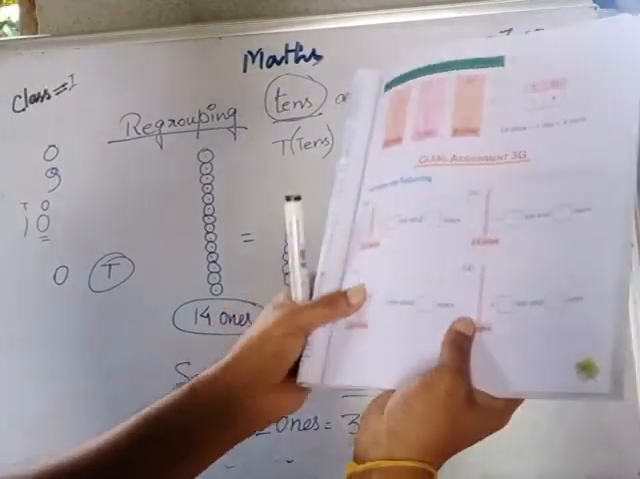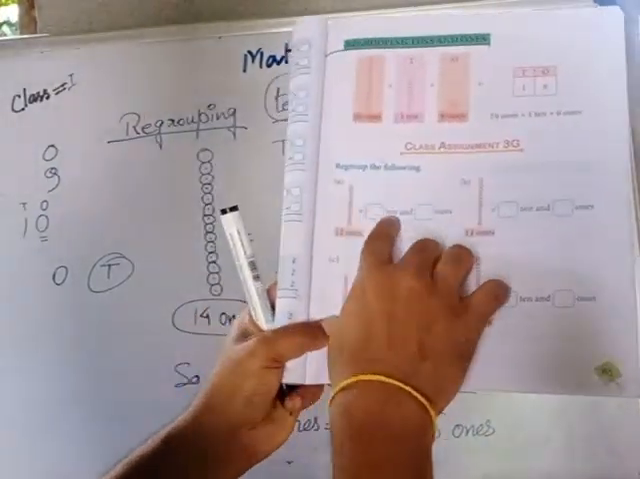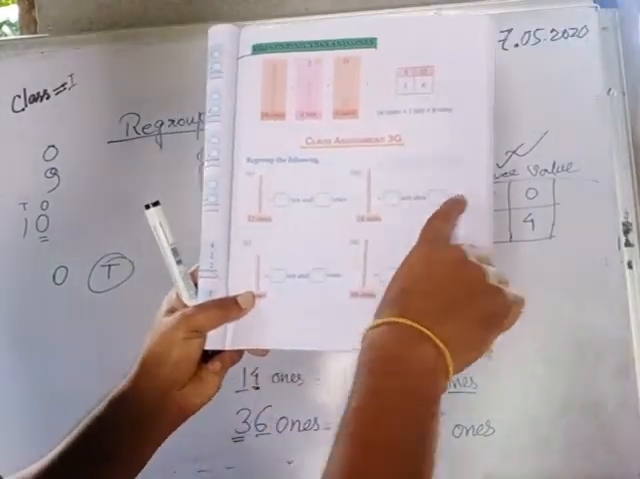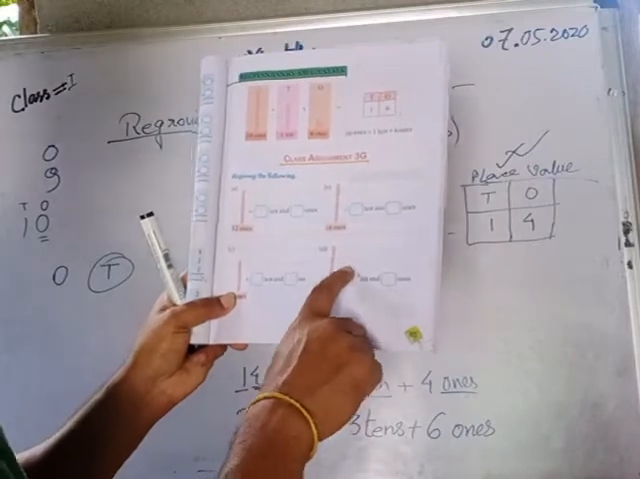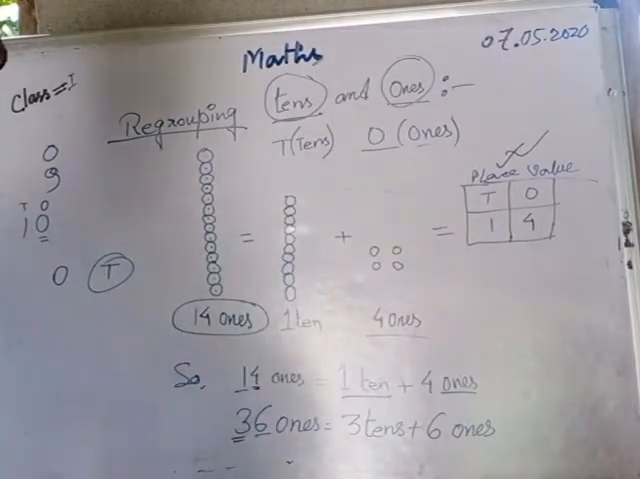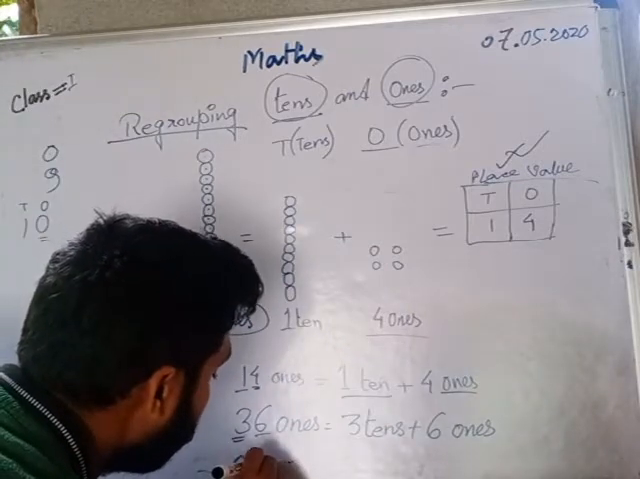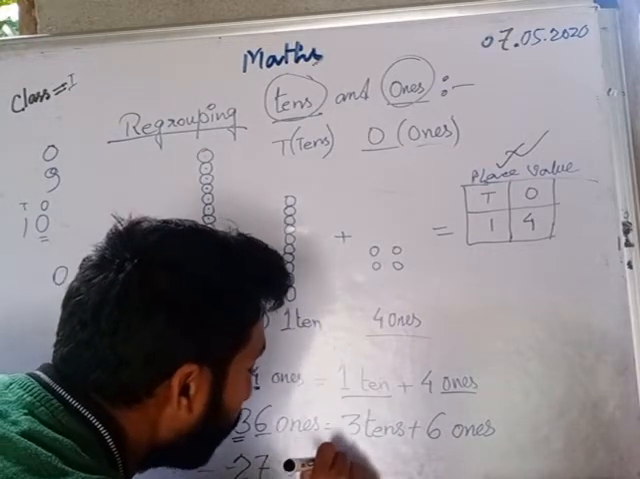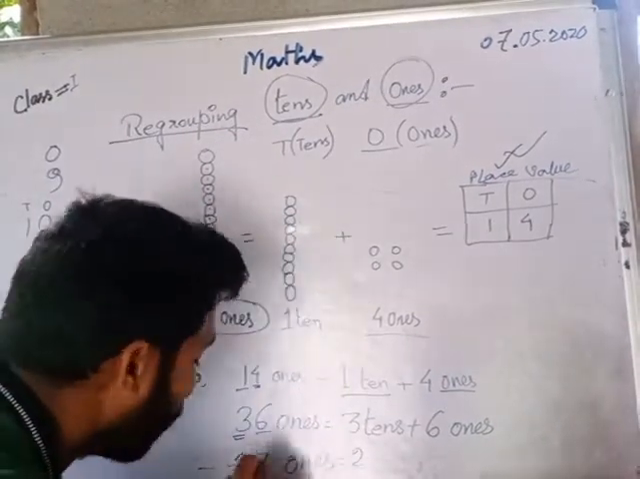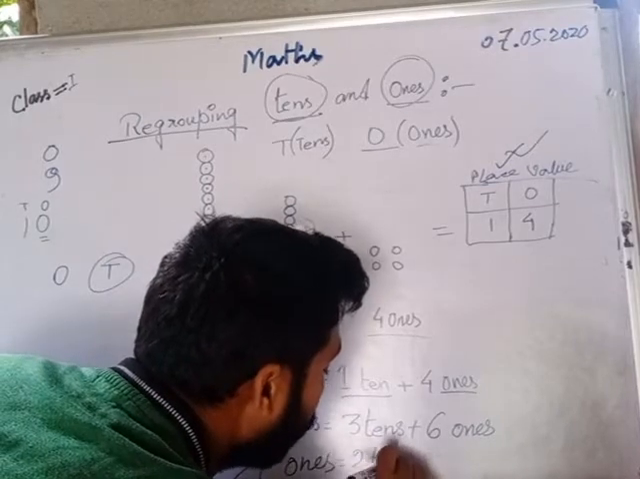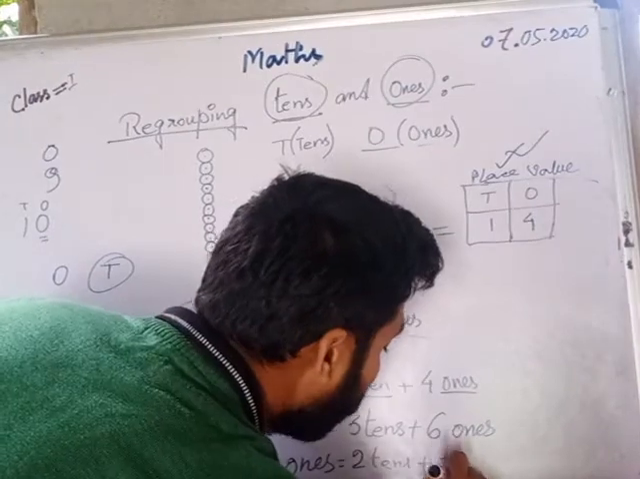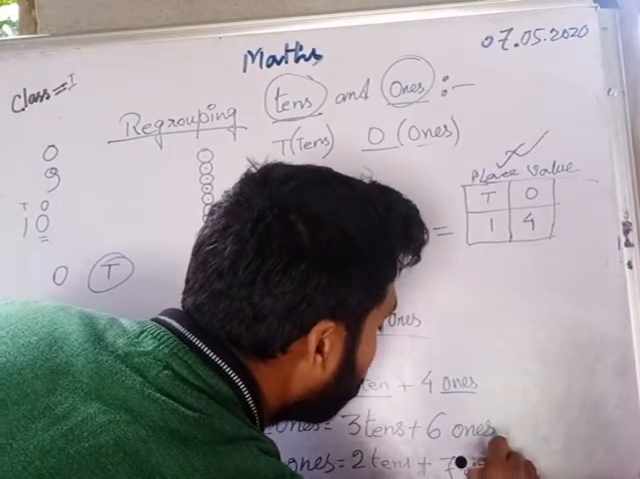Here, right over here, if it is 12 ones, that means 1 ten and 2 ones. If it is 14 ones, that means 1 ten and 4 ones. If it is 16 ones, that means 1 ten and 6 ones. Suppose it is 27 ones, that means, can you tell me? Yes, 2 tens. Because 2 is at the place of tens, so we should write here 2 tens plus 7 is at the place of ones, so we should write here 7 ones. Okay.